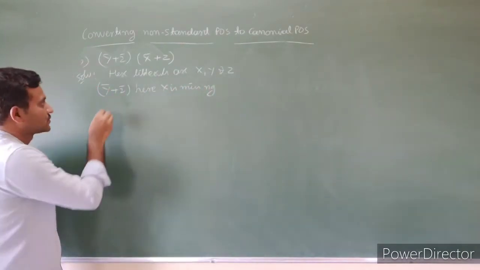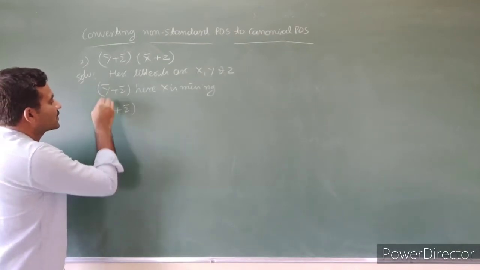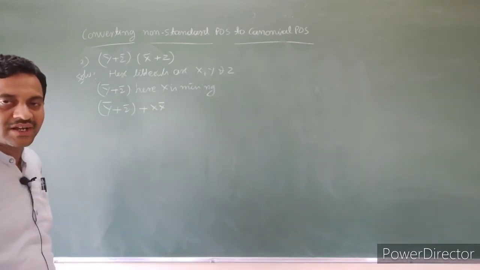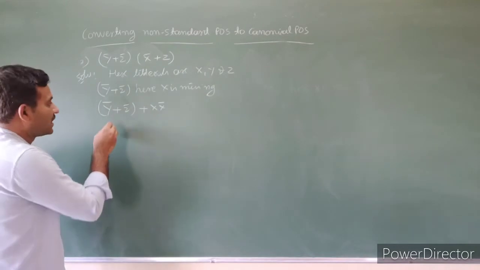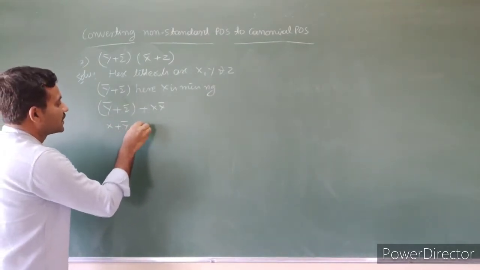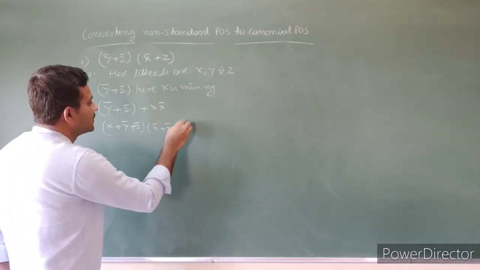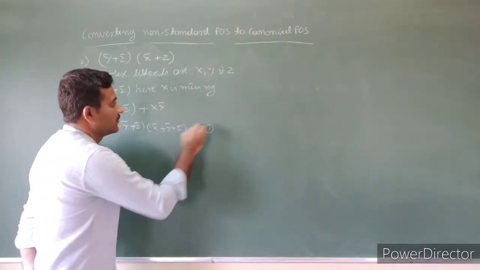X is missing. So directly we have to write y bar plus z bar plus x bar. Directly we have to write x bar. Then apply distributive law. Then it becomes x bar plus y bar plus z bar, x bar plus y bar plus z bar. This is the expression 1.